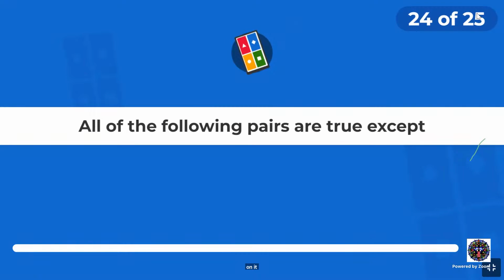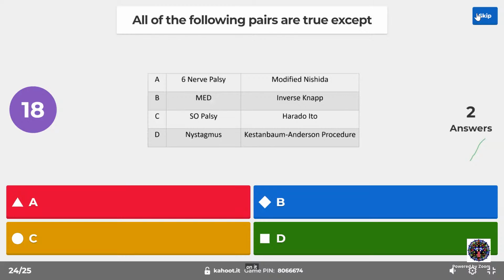So the 24th question is match the following. 6th nerve palsy, modified Nishida, MED, inverse Knapp; SO palsy, Harada-Ito; nystagmus, Kestenbaum, Anderson procedure. This is the very easiest question to answer.